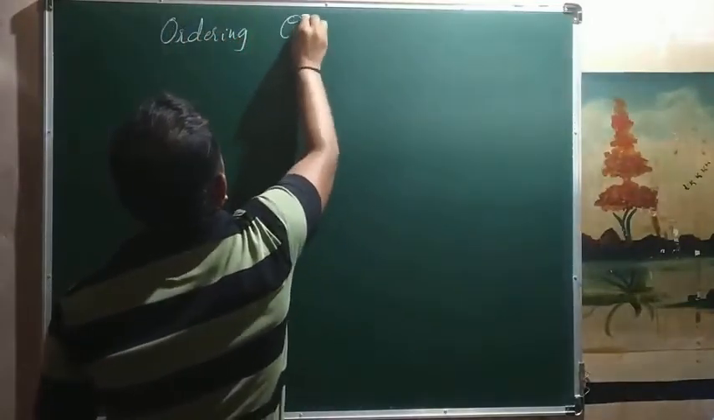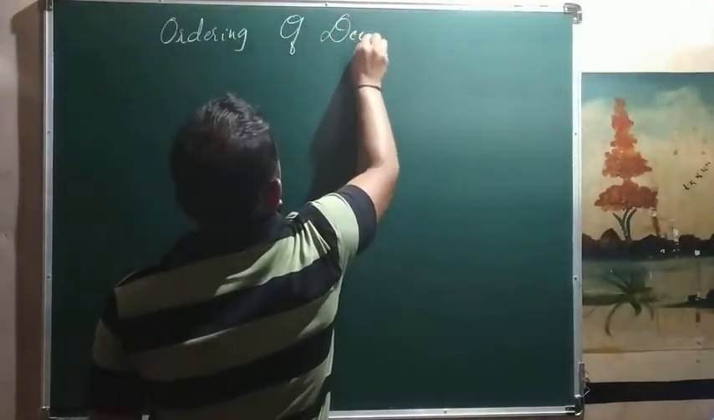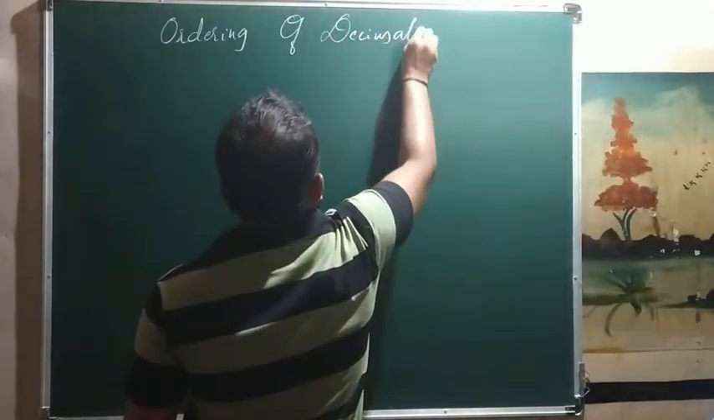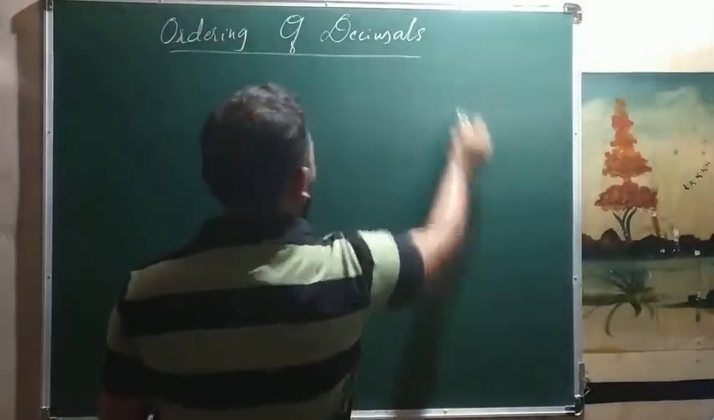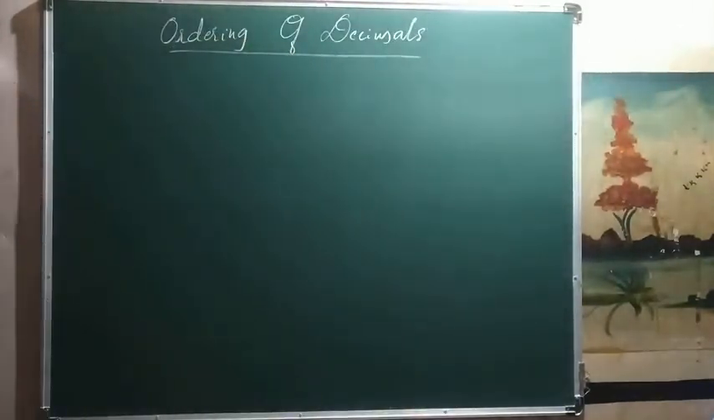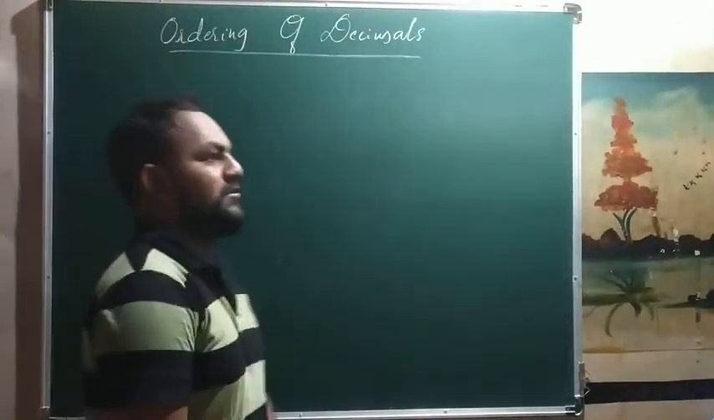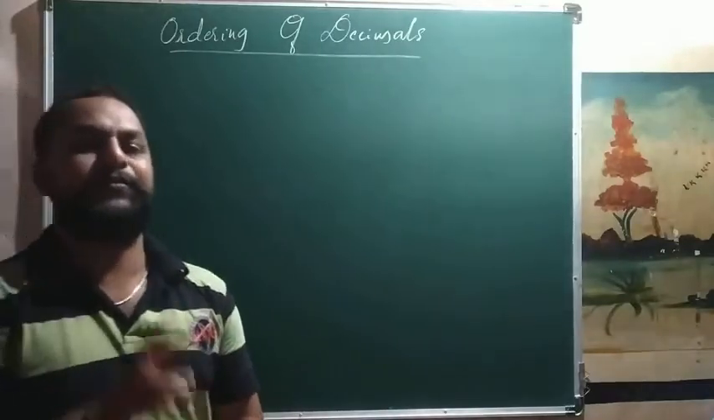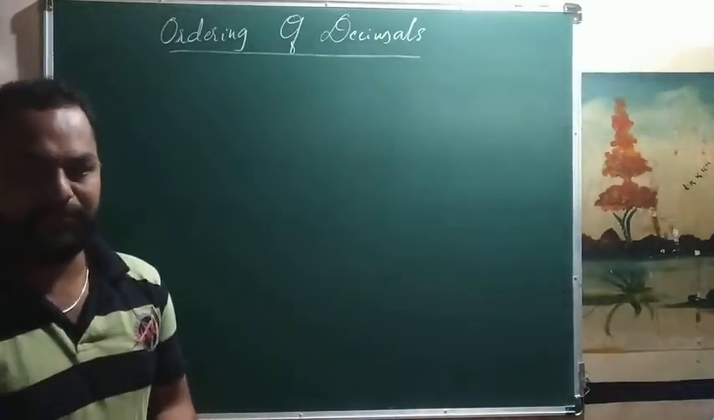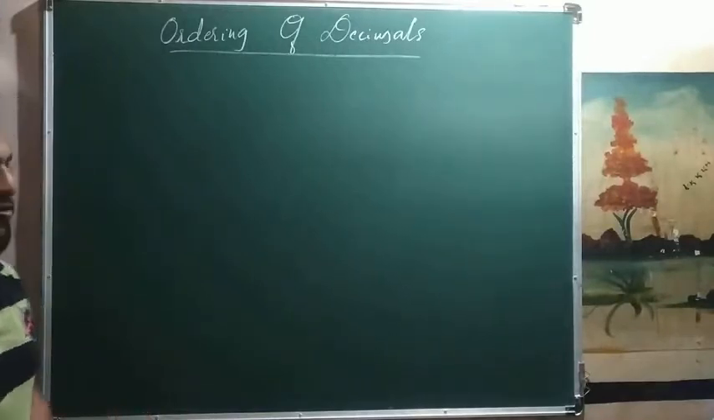Ordering of decimals. Ordering of decimals means the comparison between two decimals, or comparison between two or more decimals in order.